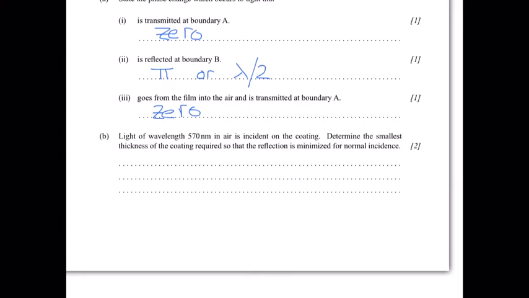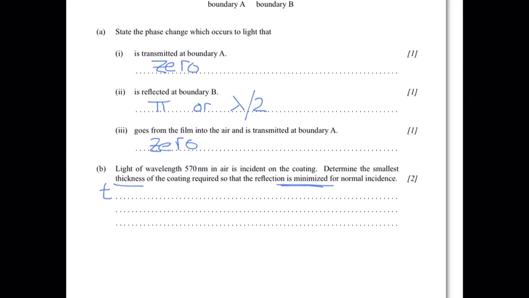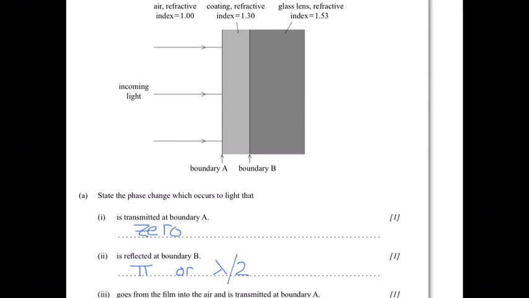Part B asks us to find out what the smallest thickness, t, of the coating is required so that the reflection is minimized. If we want a minimized reflection, we're looking for destructive interference to take place. If we go back up to have a look at this, we've got light that is initially just reflected straight back, or there's some light which is going in and then being reflected back.